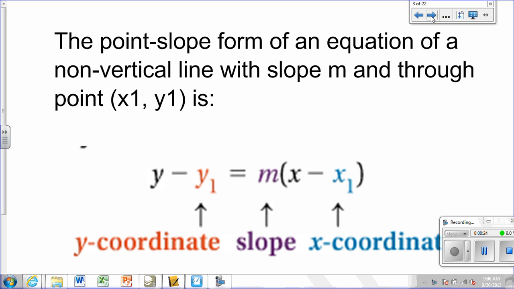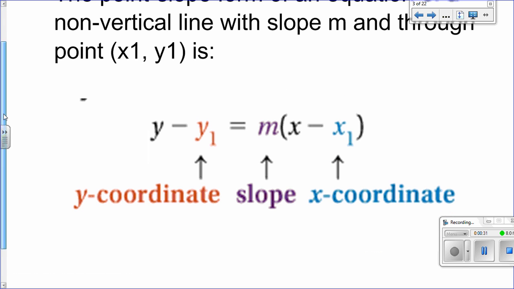The point-slope form of an equation through a non-vertical line with the slope of m and through the point (x1, y1) is as follows: y minus y1 is equal to m times the quantity x minus x1. y1 is your y-coordinate, x1 is your x-coordinate, and m represents your slope.